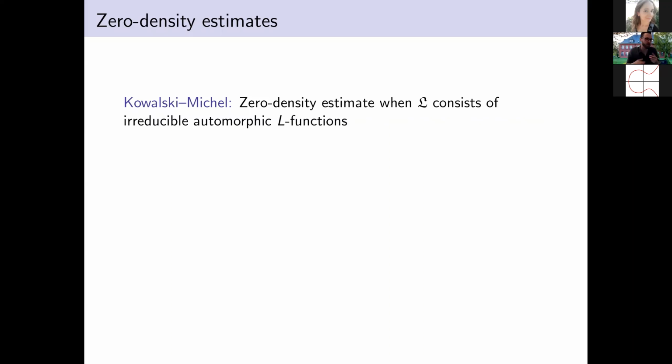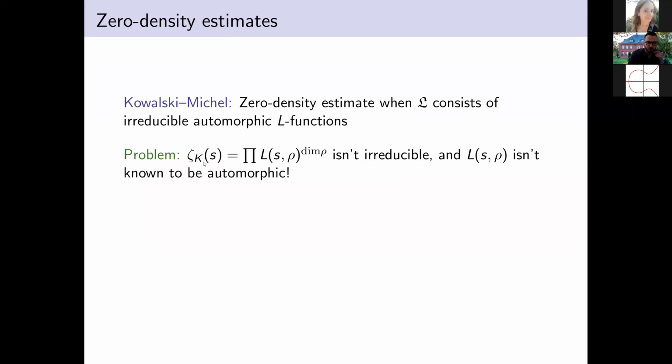And a fundamental zero density estimate one might want to work with is one from Kowalski-Michel, which gives a general zero density estimate when you have a family of irreducible automorphic L functions. But I should say there's a problem here: if you want to apply this to Dedekind zeta functions, two things arise. The first problem is that this density estimate applies to irreducible automorphic L functions, and the Dedekind zeta function isn't irreducible. It can be factored in terms of Artin L functions. The other problem is that we don't know that these Artin L functions are automorphic. This is essentially the content of the Artin conjecture, the strong Artin conjecture.